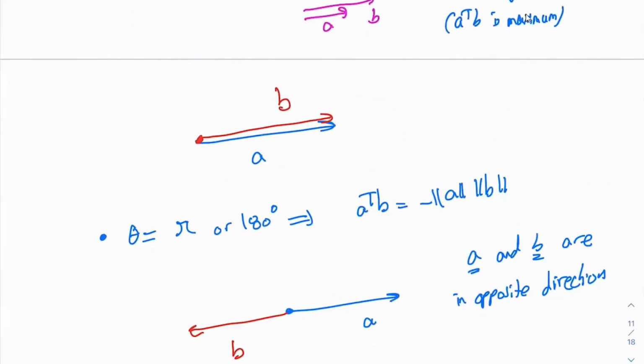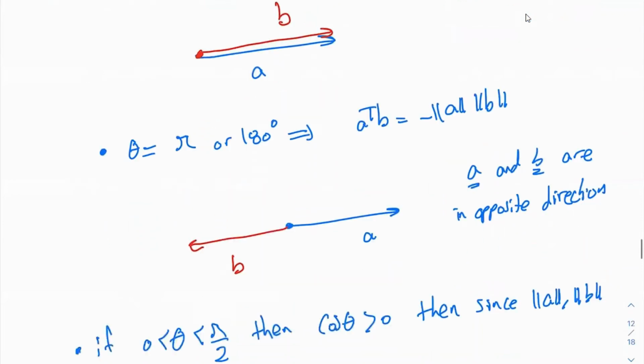Now, what if theta is pi or 180 degrees? This means that A and B have exactly opposite direction. In that case, A transpose B is equal to negative norm of A times norm of B. In that case, A transpose B is the minimum, right? The minimum value of A transpose B is negative norm of A times norm of B. So they are in exactly opposite direction, right?